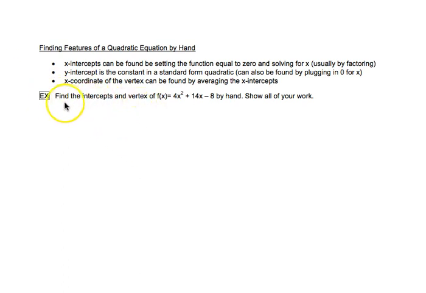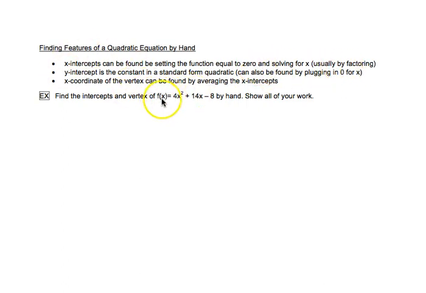So here's our example. We're going to find the intercepts and vertex of this quadratic function by hand. We're going to show all of our work. So the bullet points kind of give you the hints as to what you're going to do. So x-intercepts are the ones that are the most work because that really is the same as solving the quadratic. So what we do is we set the function equal to 0 and solve for x.